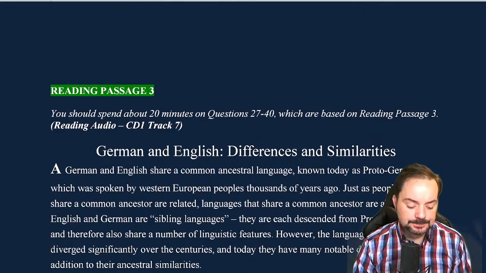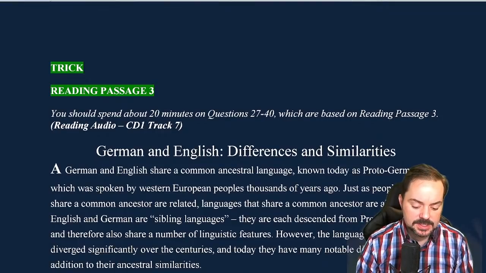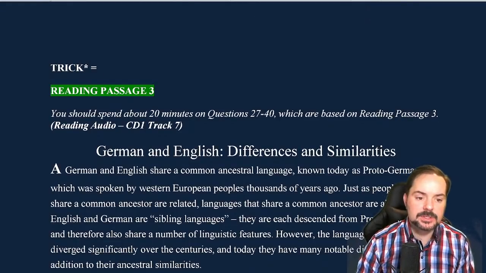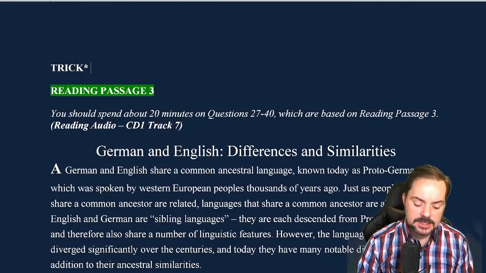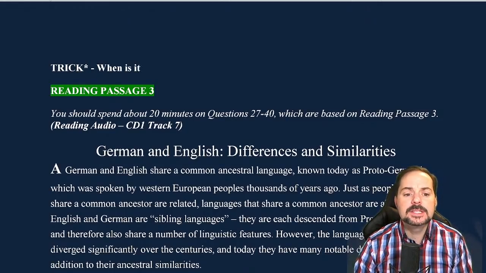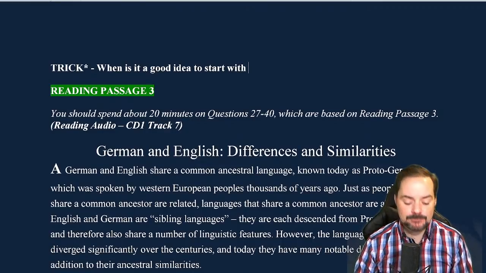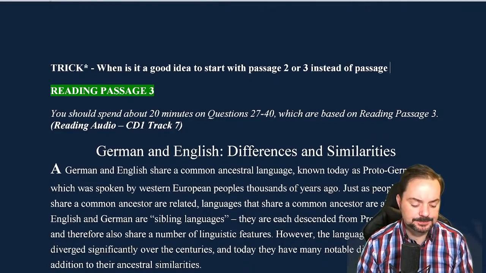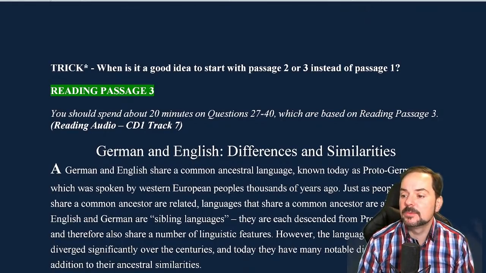Let's discuss this because it could really help you. So here we go. My question here is, when is it a good idea to start with passage 2 or 3 instead of passage 1? Let's see if anybody knows that or has learned that somewhere else.